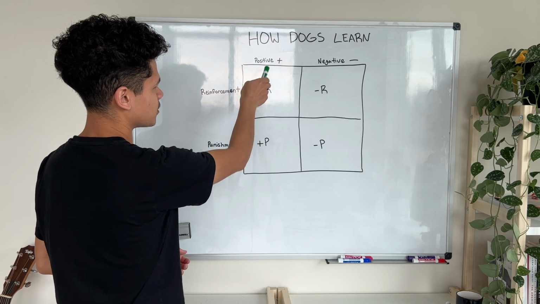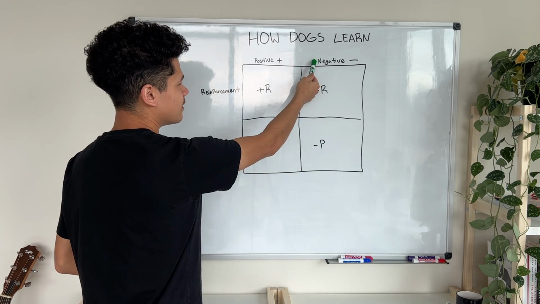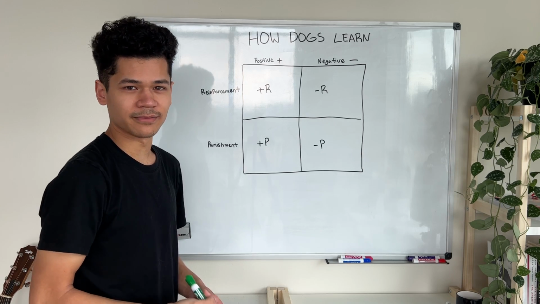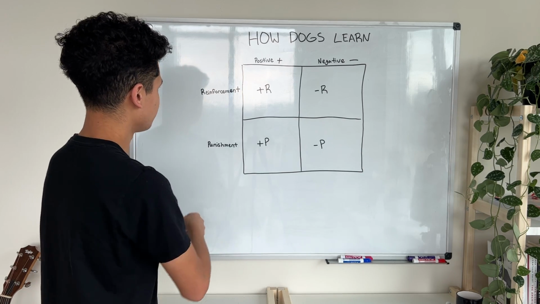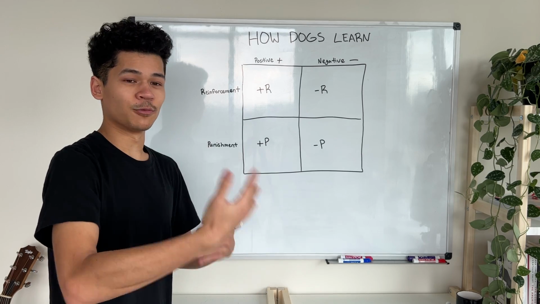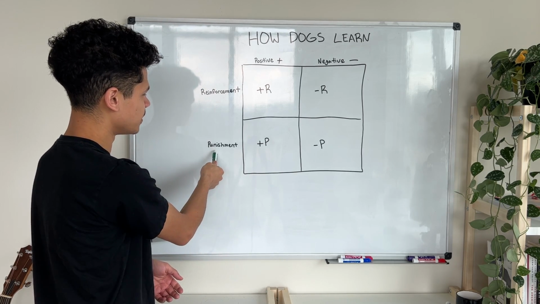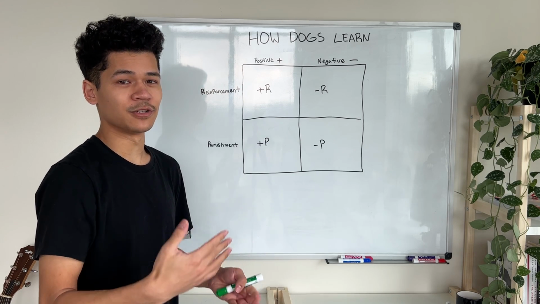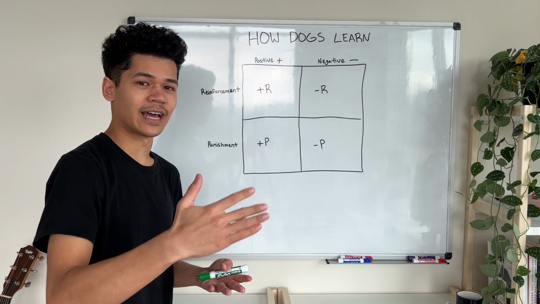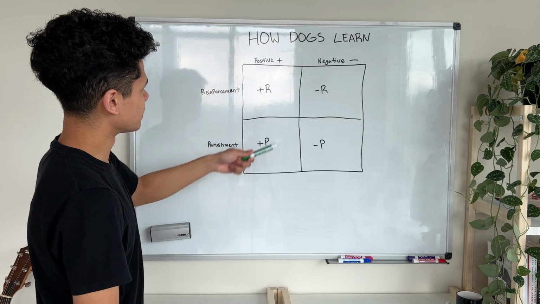First, let's break this down. Positive is when you add something to the training, and negative is when you're removing something from the training. And reinforcement is when you do something because you want the behavior to happen more frequently. And punishment is when you do something because you want to cause behavior to happen less frequently. And so let's go ahead and talk about each one.